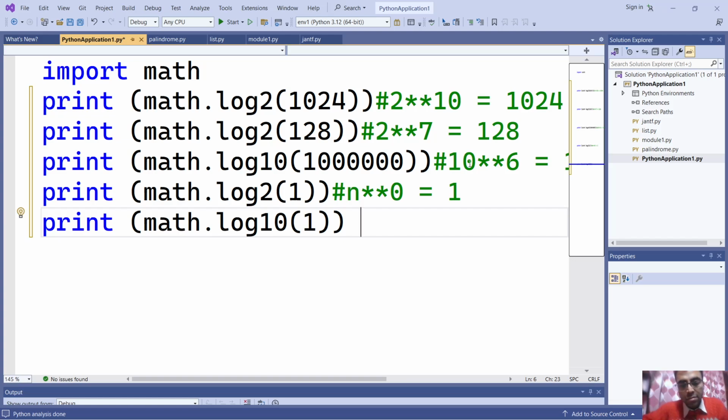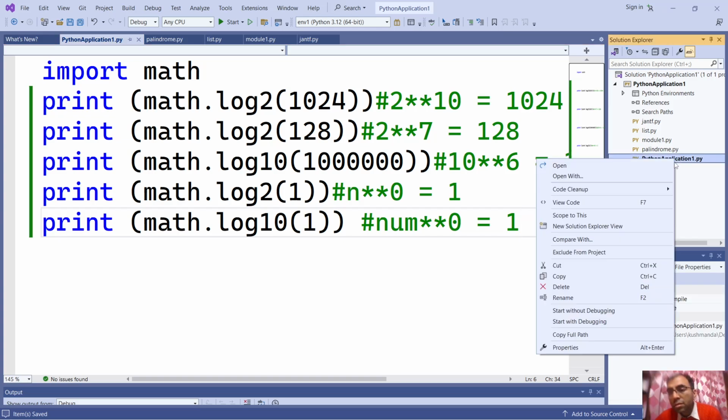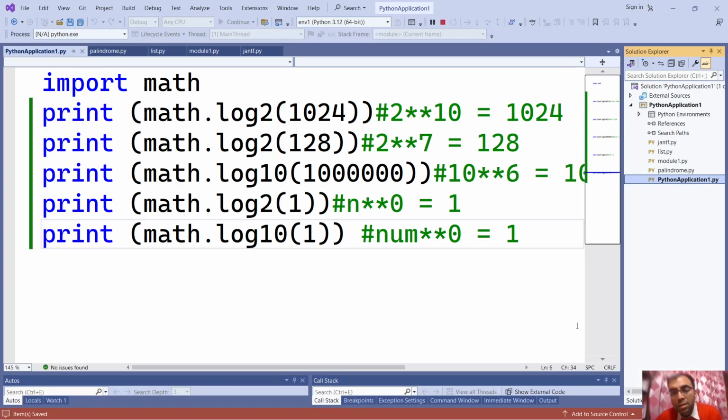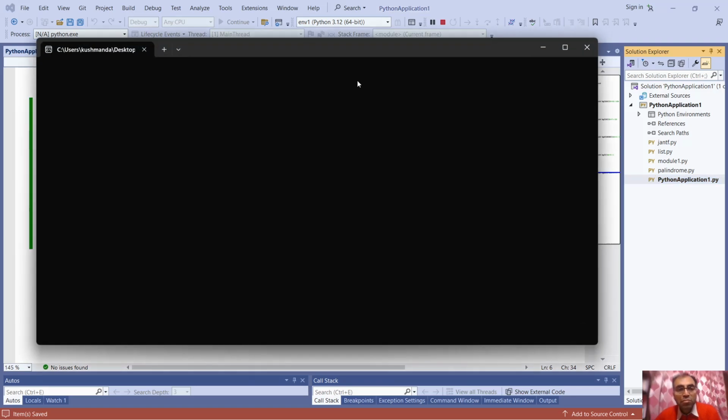Another number num. If you raise any number to the power 0, this is equal to 1. So let me save it, and now I am executing this code and start with debugging. Zoom, control plus plus plus.